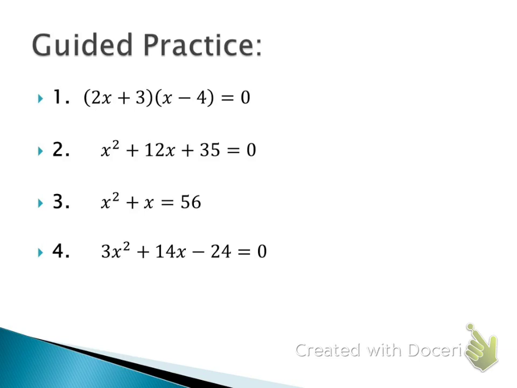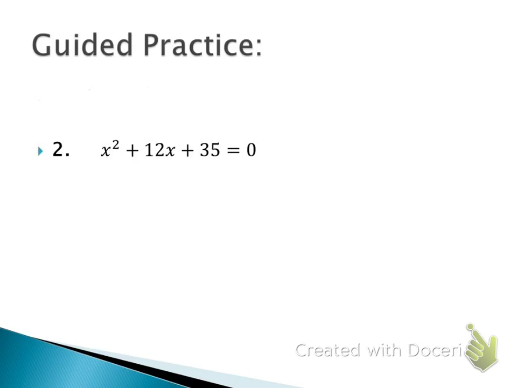Let's swap it out and look at number 2. Now, number 2 is not factored for us, so we're starting at the very beginning. We have to ask, is it in standard form? Yes, it is. We've got our decreasing exponents, squared, plane, constant, and it's set equal to 0. So we are ready to move on to the next step, which would be to factor.